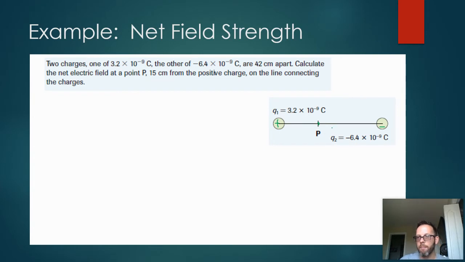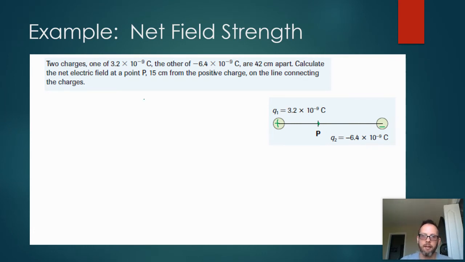So right away, you should be able to figure out the direction. If you want to think about that for a second, pause the video and resume when you're ready. But think, if you placed a positive charge at point P, where would it go? Well, it would be repelled from the positive charge and attracted to the negative charge. So it'd be to the right. So we already know the direction for our net field strength. It's going to be right.